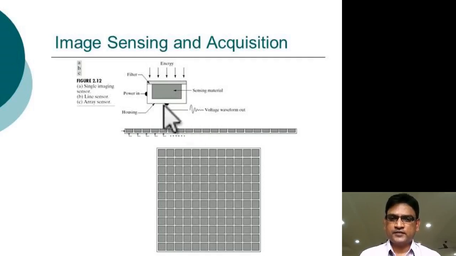And this is a single sensor, and here the sensors are arranged in a line. We call it a line sensor. And here the sensors are arranged in the form of an array. We call it a CCD array. So depending upon the type of the sensor arrangement, we have a different type of image acquisition procedure.